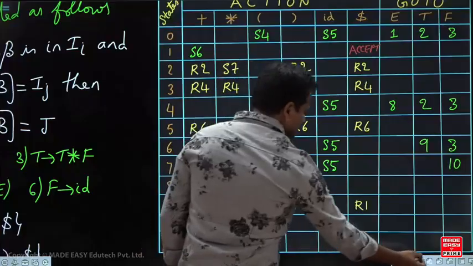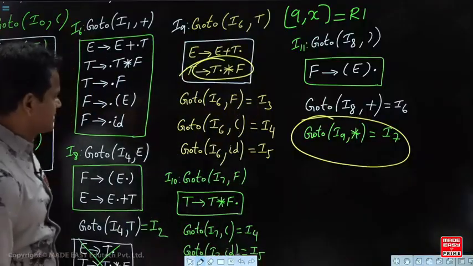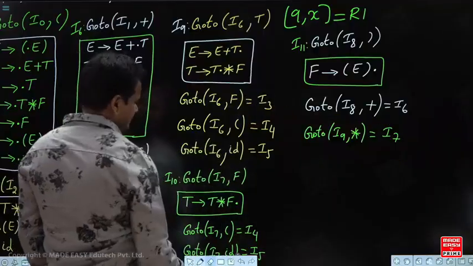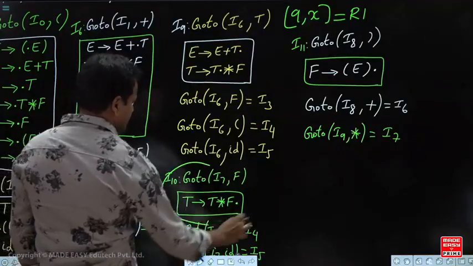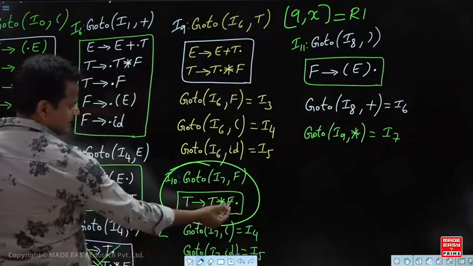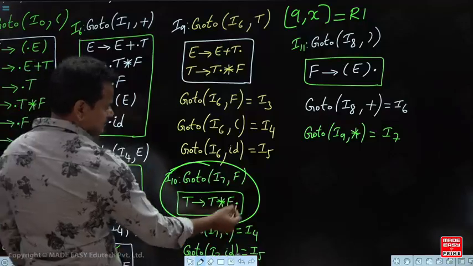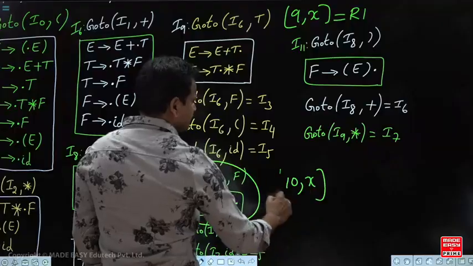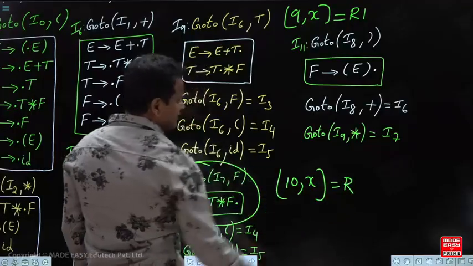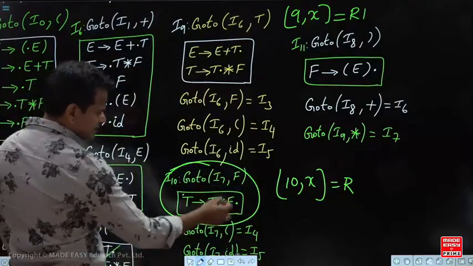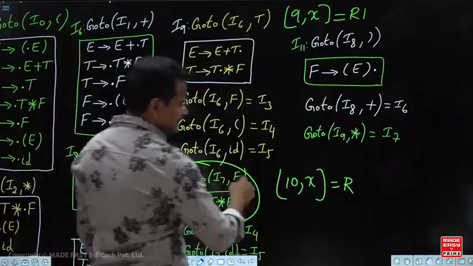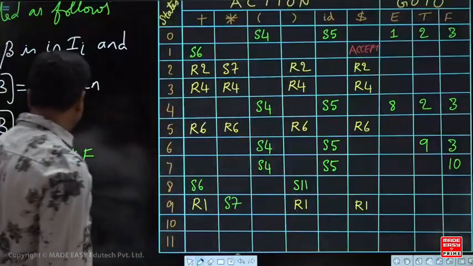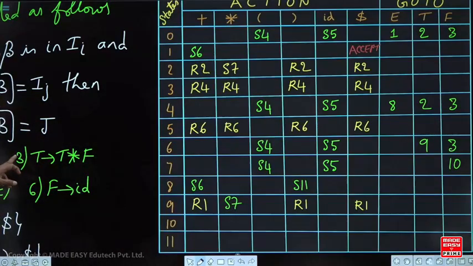Very simple. Now I10. This is I10, and it is a final item. So 10th row, xth column. For a final item, reduce comes. Reduce by T derives T star F. Its number is 3.